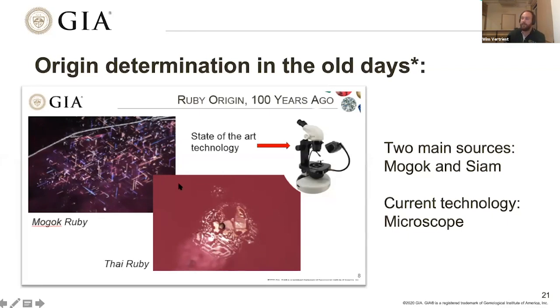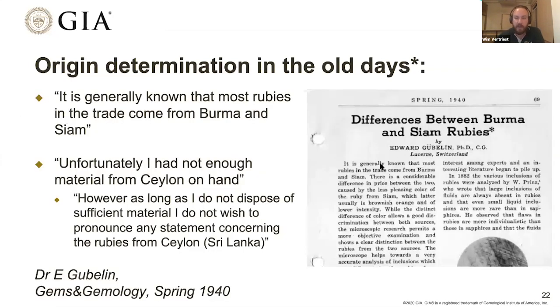Now, Dr. Aaron Palke says that. I fully support him in that, but there's someone else who said that as well. So I found this article in Gems and Gemology, spring 1940. So this article is almost 80 years old, by one Dr. Edward Gubelin. And he starts his article with the sentence that it is generally known that most rubies in the trade come from Burma and Siam. So most of the rubies in 1940 were coming from Mogok and from Thailand.